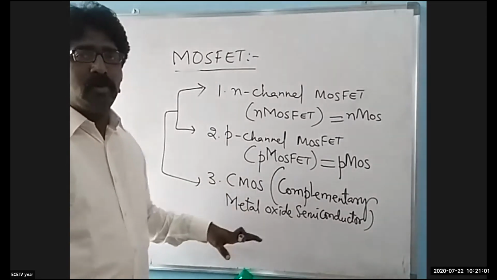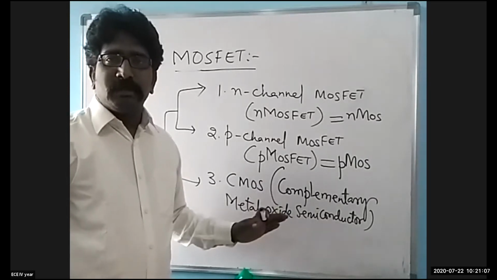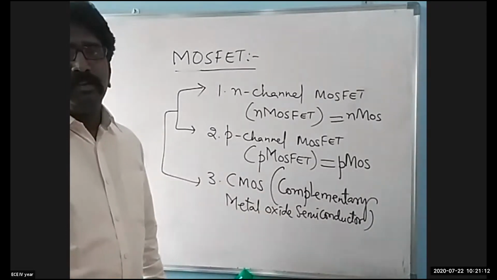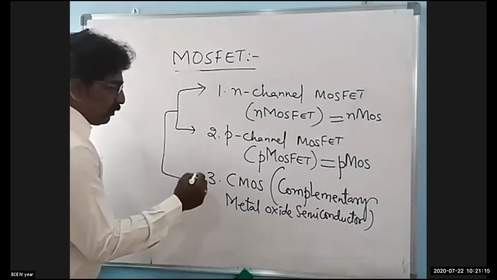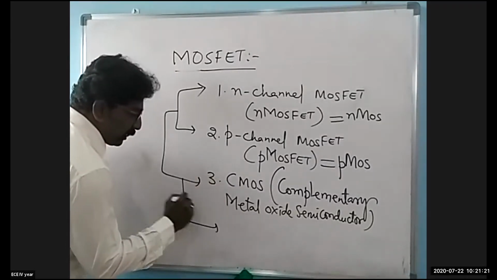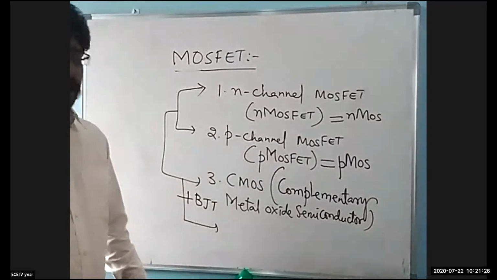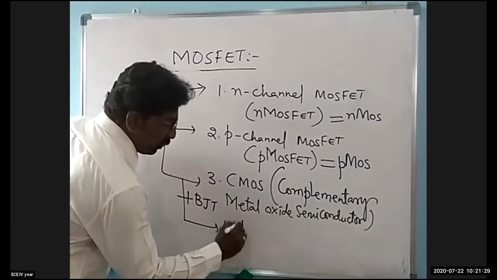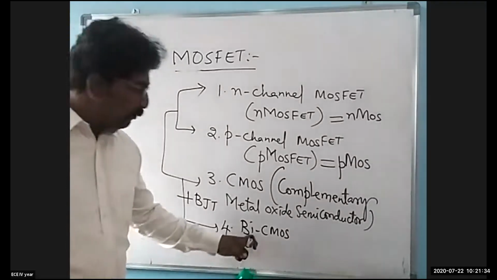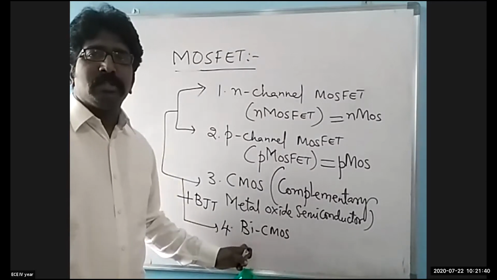Yesterday we talked about the merits of VLSI. The merits of VLSI are smaller size, faster speed, and low power consumption. The low power consumption of VLSI design is mainly due to the CMOS technology only. Later they combined the CMOS with the BJT, and they came up with the fourth kind of MOSFET, called a BiCMOS MOSFET. BiCMOS is nothing else but a combination of BJT, bipolar junction transistor, and CMOS.